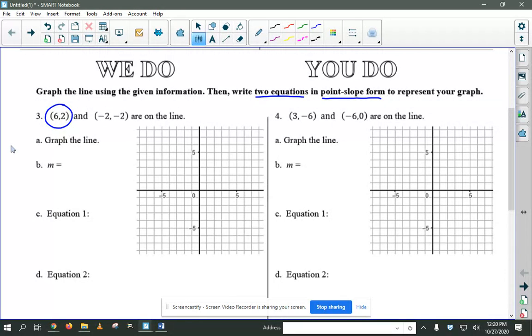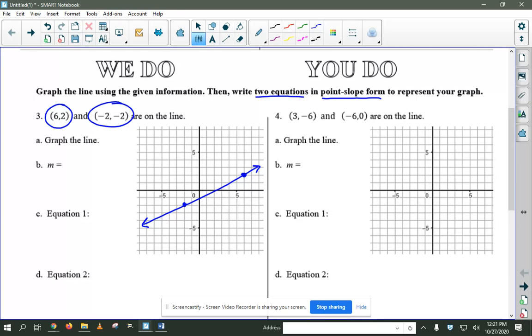Remember, you always start at the origin. I'm going to count 6 on the x-axis and up 2. There's my first ordered pair. And then I have negative 2, negative 2. So again, starting at the origin, I'm going to go left negative 2 and then down 2. Okay? And then I'm going to connect these points with a line. Wow. That's got to be the best line I've ever made.